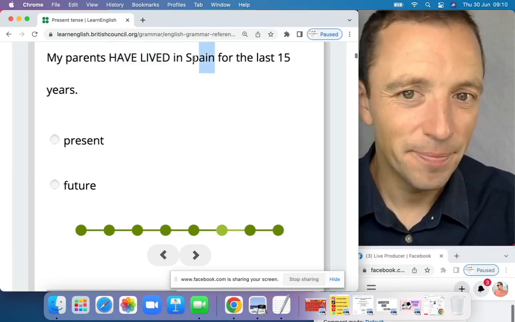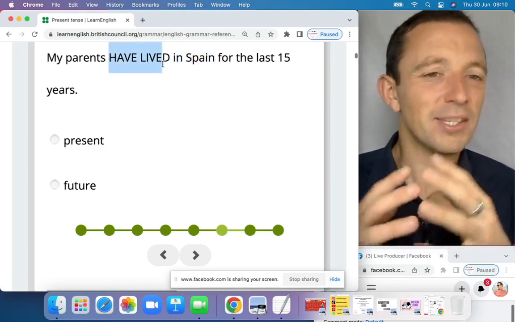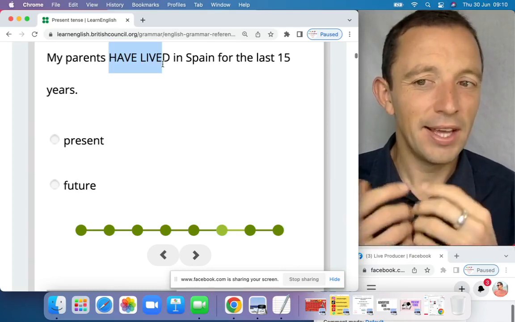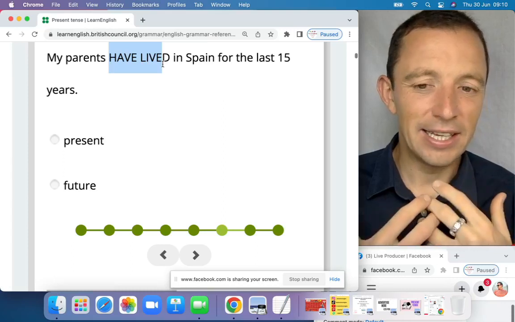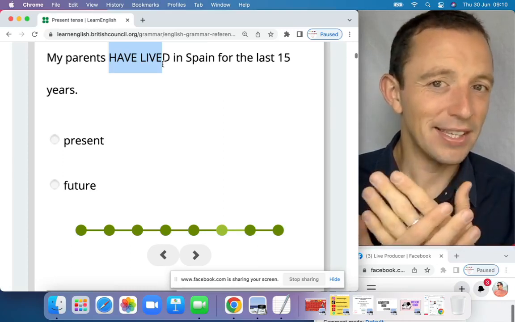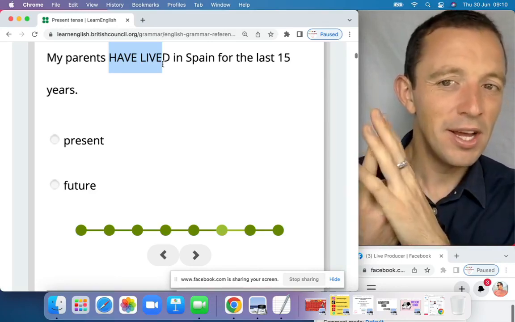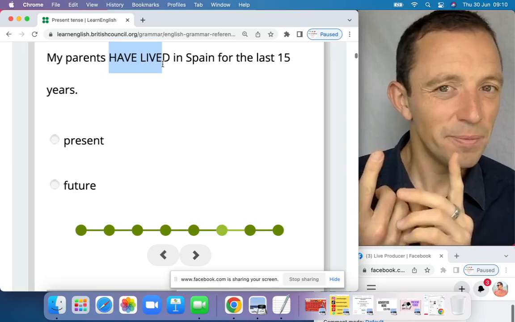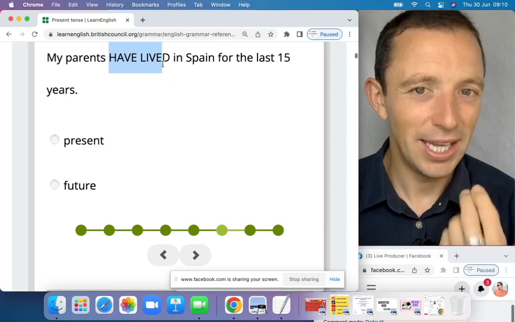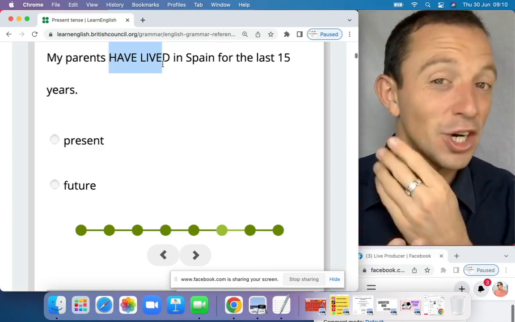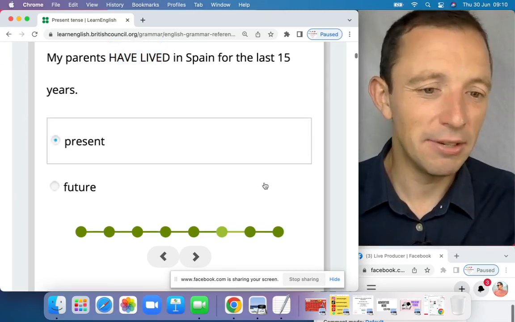In Spain for the last 15 years. Are we speaking about the present or are we speaking about the future? For me, it's very clear in this example as well. And I think this is speaking about the present, because it's the present perfect. They started to live in Spain a long time ago. It's finished, but it's definitely related to the present. The consequences continue in the present, and this is the present perfect in the correct manner. So I think this is the present, and maybe you have a different opinion.